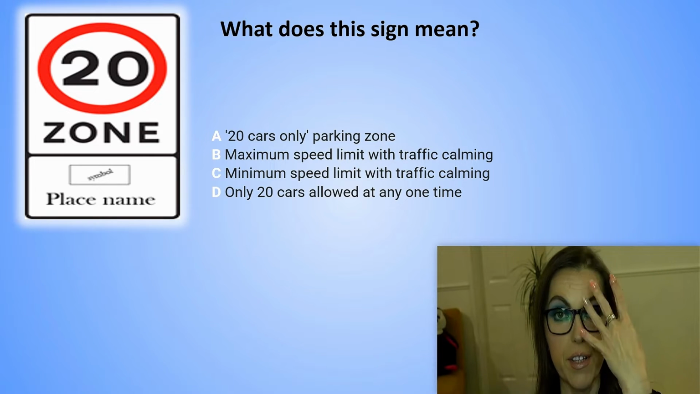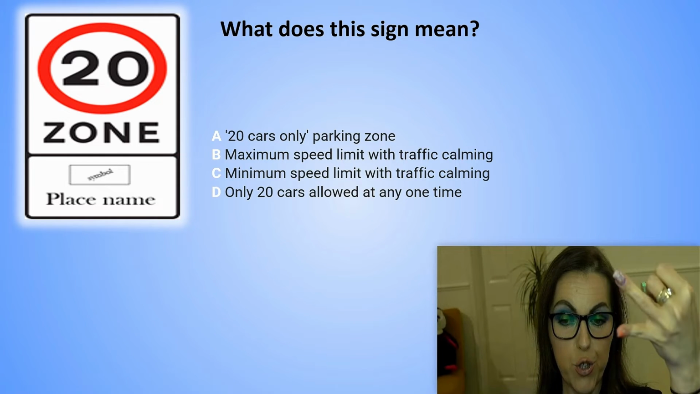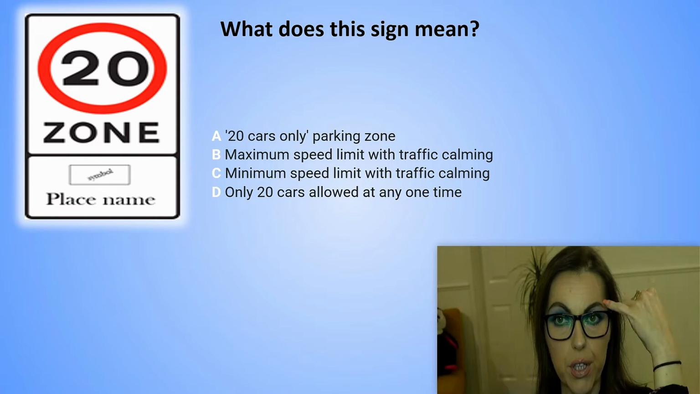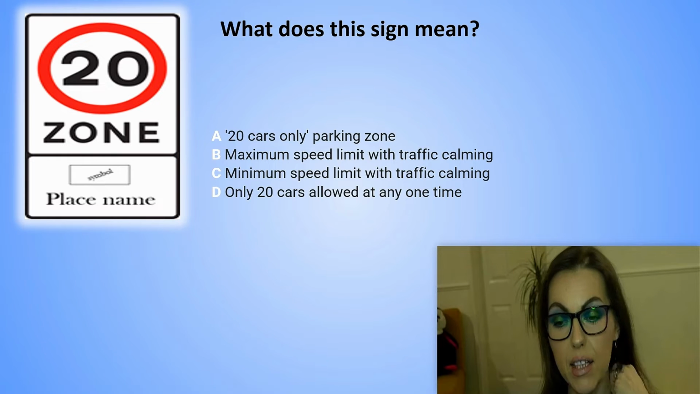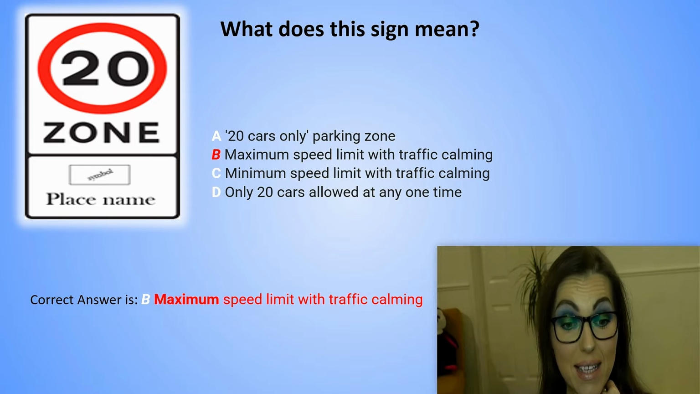5, 4, 3, 2, 1. And the correct answer is B. Maximum speed limit with traffic calming.